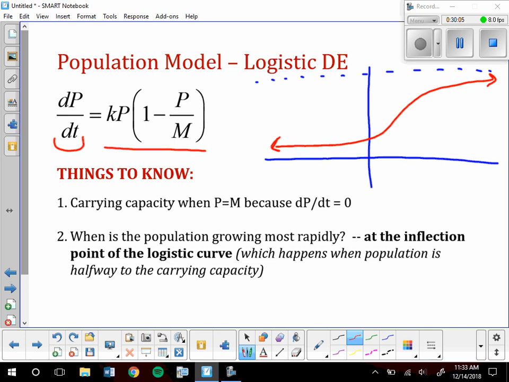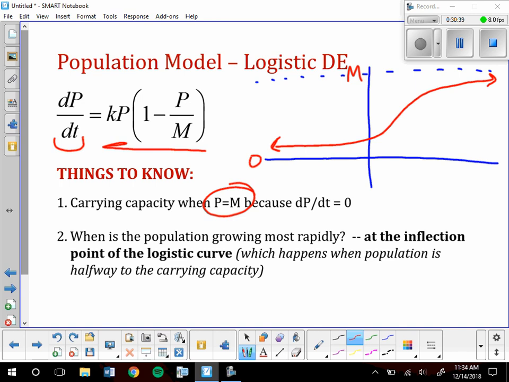But there are a few things that I want you to note about this model. First of all, you have your carrying capacity when P equals N, because that's where dP/dt equals 0. Also note that dP/dt equals 0 when P equals 0 from this first term right here. And so we have an asymptote there as well. You can't grow if you have no population. You can't grow when you reach your carrying capacity.